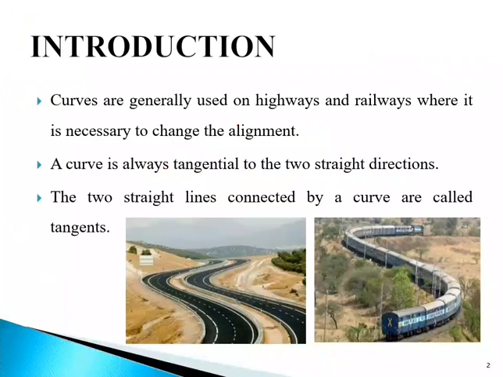When two straights of a highway or railway are at some angle to each other, a curve is introduced between them to avoid an abrupt change in direction and to make the vehicle move safely, smoothly, and comfortably. A curve is provided at the intersection of the two straights to effect a gradual change in direction. This change in direction may be in a horizontal or a vertical plane, resulting in the provision of a horizontal or a vertical curve respectively.